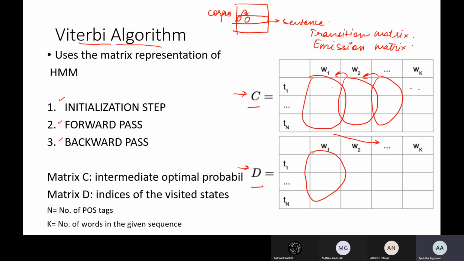It's very obvious, because we can calculate the probability of word 1 given our initial states. The probability of the second word definitely depends upon what my previous word was, right? That is why the forward pass involves moving from left to right, column by column, and the backward pass involves moving from right to left, column by column. Okay, now let's see what matrices C and D represent.